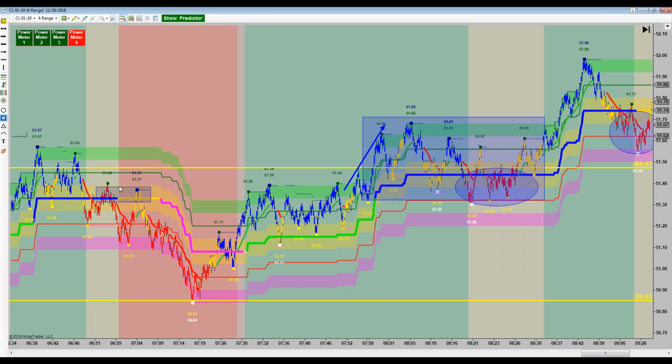And then here was a couple of bounces back over here. This is around 7:30 or so Pacific time. You had some bounces right there. Those were long trades right there, yes? See them?